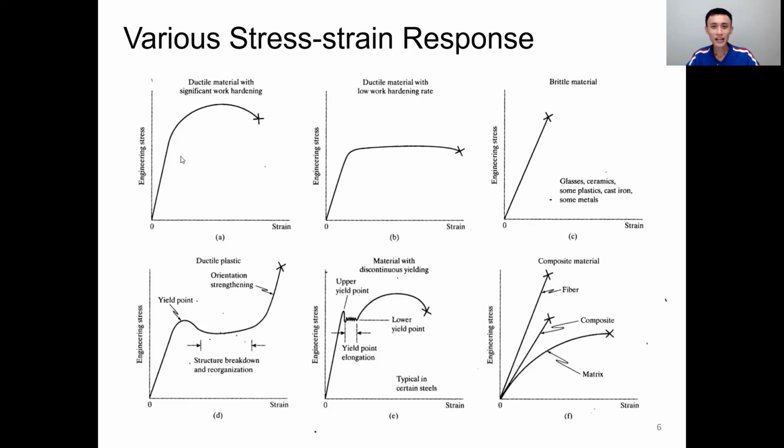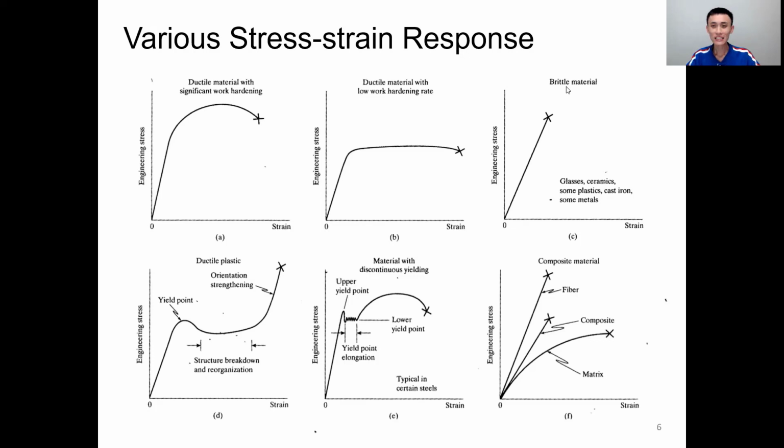The stress-strain curves that we saw are most likely for ductile metal. It doesn't mean that all materials will have the same or a similar stress-strain curve. The curve that we saw is for ductile material with significant work hardening. Note that work hardening happens in the plastic area. And if the plastic area is pretty flat, it means the material has a low work hardening rate.